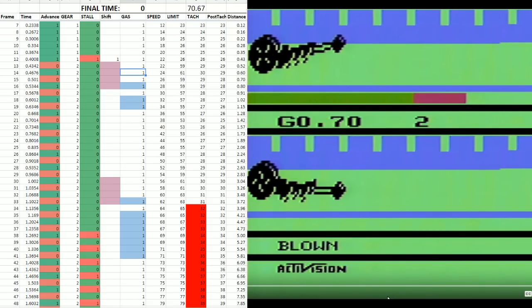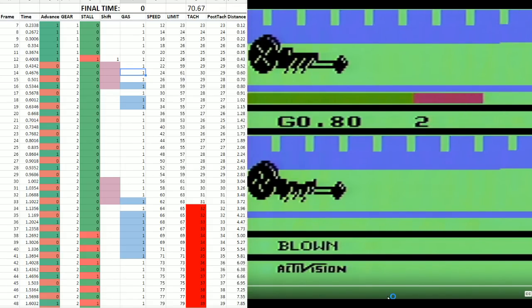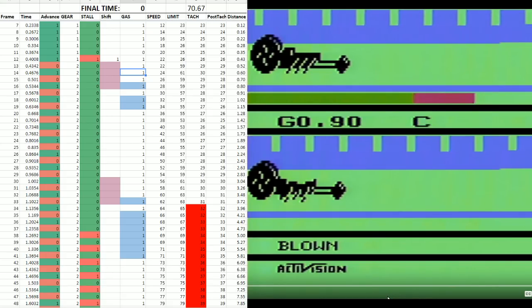So his next shifting opportunity comes in at 0.90. And again, right the frame before, you can see that the tachometer goes down. So on 0.86, we know that he is not pressing the gas. On 0.90, though, we have no idea.